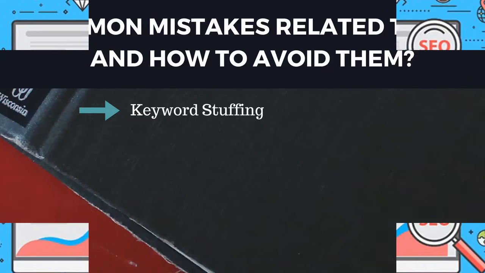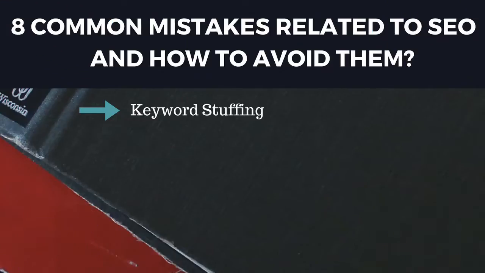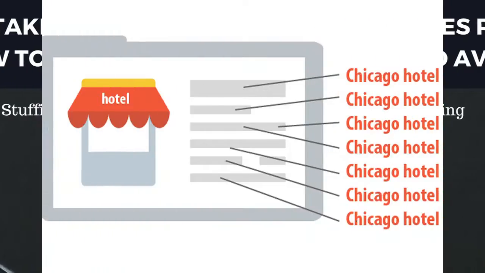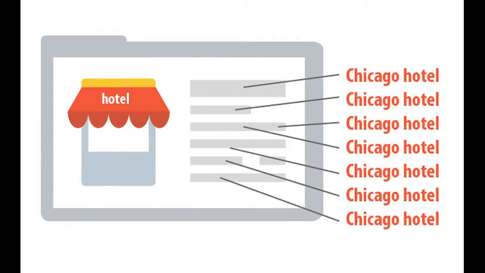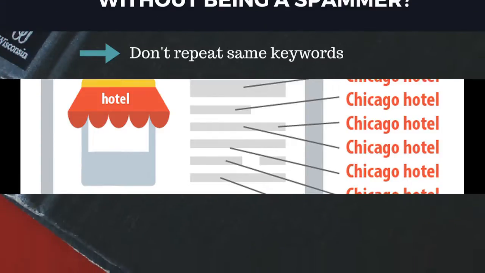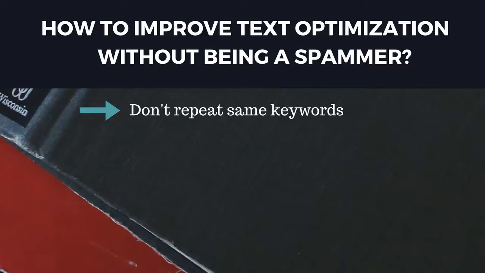First mistake is keyword stuffing, or exaggerated use of keywords. Keyword stuffing refers to an excessive repetition of a keyword on your website. It is a method that many users have already tried to get more traffic. An administrator adds a very high amount of keywords, but Google will think you are a spammer, and therefore, it will penalize the website. Now the question is, how to improve text optimization without being a spammer?